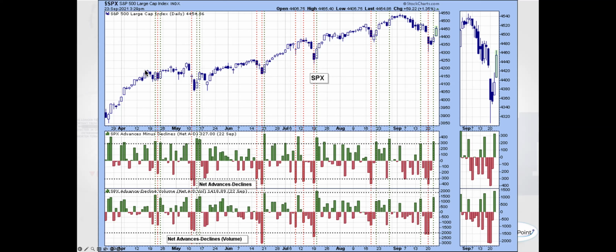So these are kind of the setups here that you're looking for, net advances and declines. And again, when you compare these with the up-down ratios, it gives you an even better sense of what might be going on as far as the climactic activity of the market at the time.